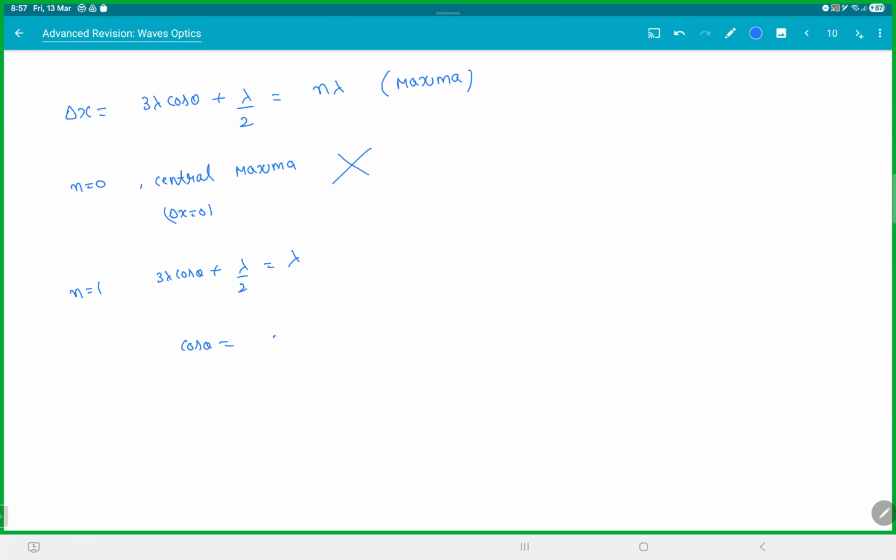So yeah, that will be n minus half. Lambda will cancel by 3. So put n's different values, you'll get everything. And cos theta's value must be less than or equal to 1. So n's value will be 3 plus half, so 3.5. So there is a limit. I think I forgot it too, I guess.